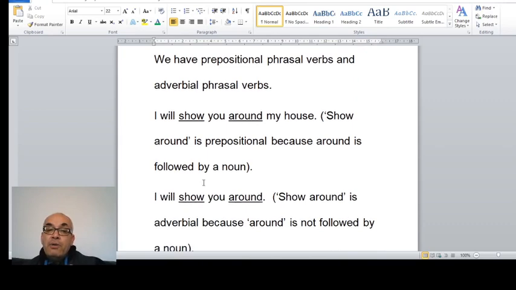If I say to you, I will show you around my house, show here, the verb show, is a prepositional phrasal verb. Why? Because after around, I use a noun. This means around is a preposition. I repeat, after around, I use a noun. This means around is a preposition, and this means show around is a prepositional phrasal verb.